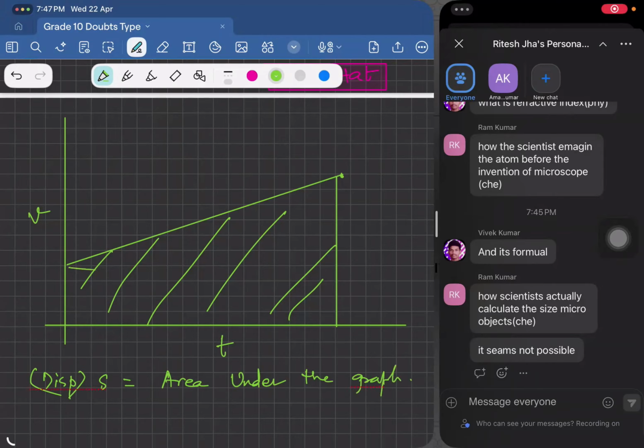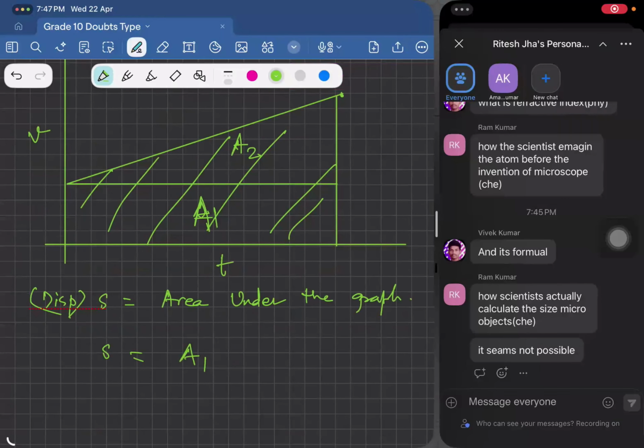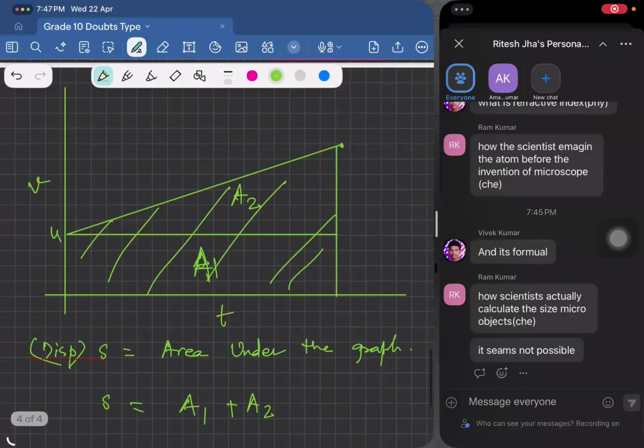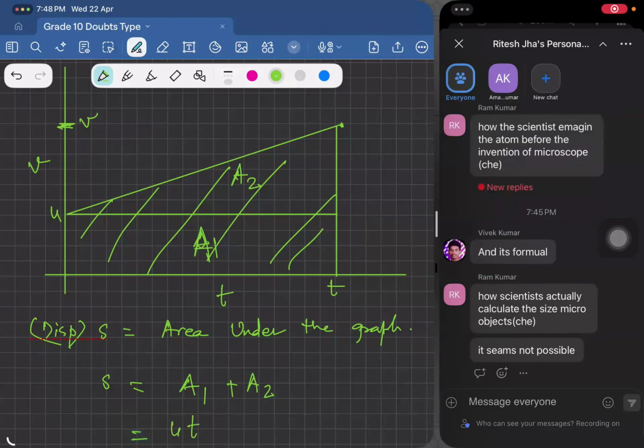Now you see that I can actually divide it into two areas. One is A1 here, the other is A2 over here. So I can simply say that S is equal to A1 plus A2. A1 looks like a rectangle. This is u, let's say, and this is v, and this whole thing is time t. What is the area of a rectangle? Length into breadth, u into t.